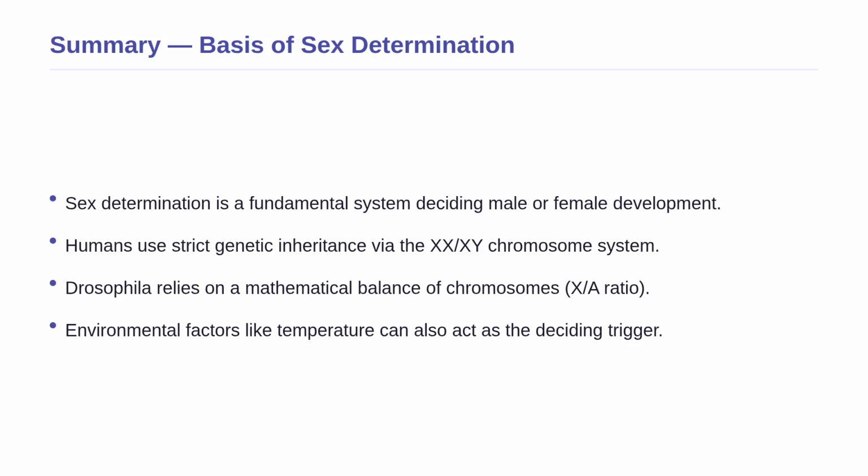We have covered a lot of ground today, so let us reinforce the most important ideas. First, the basis of sex determination is a fundamental biological system that decides whether an organism develops as male or female. Second, we saw that this can be controlled by strict genetic inheritance, like the XY system in humans that guarantees a balanced population. Third, we learned that it can also be a delicate mathematical balance, as proven by the genic balance theory in fruit flies.